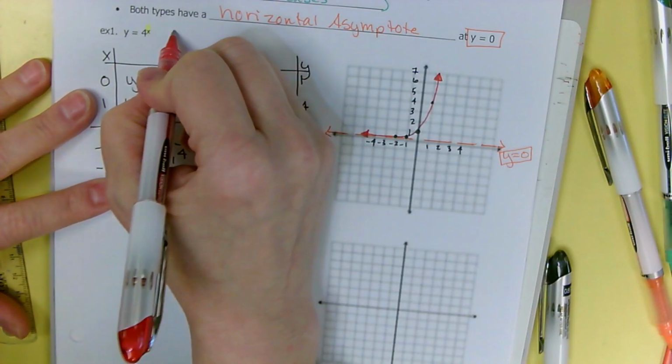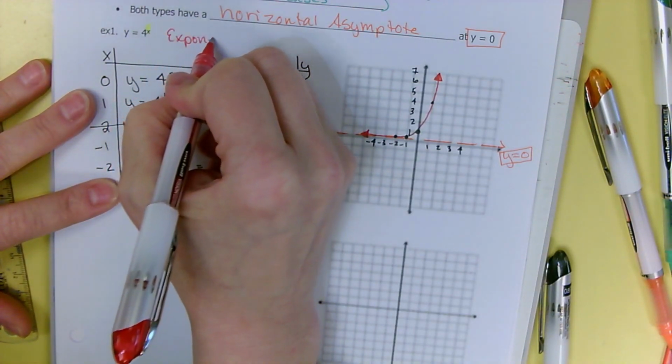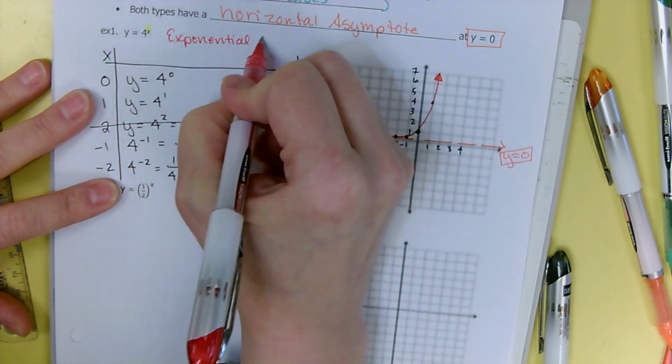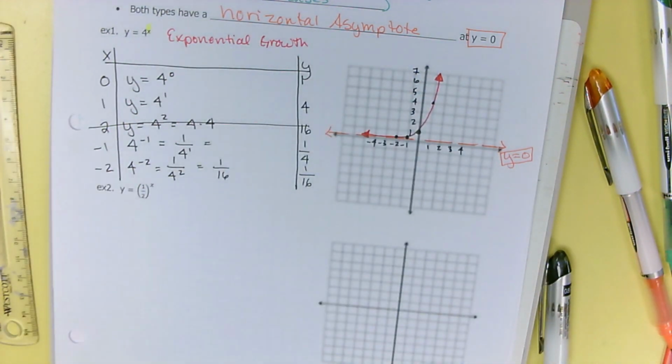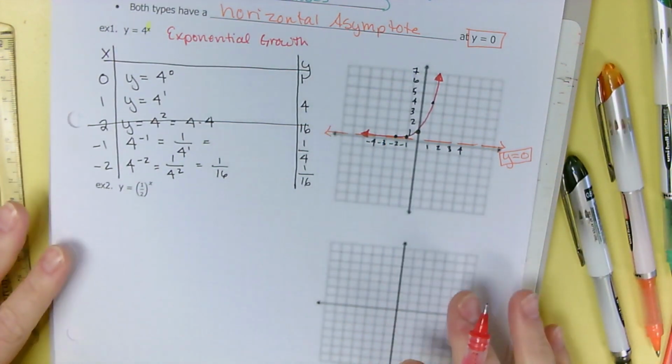Let's label that. Exponential growth, which means as x gets bigger, y gets bigger. Bacteria is a good example of exponential growth. It duplicates and duplicates and duplicates, and it grows super, super fast.